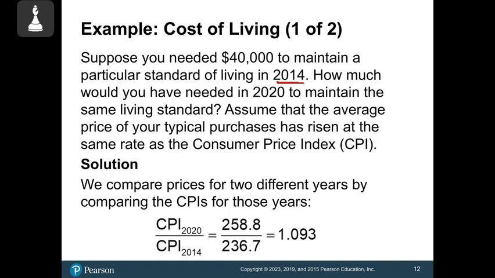So on the previous slide, if we looked at 2020, the CPI would be 258.8, and for 2014 would be 236.7. So we're just going to divide those two numbers together and get 1.093. We're going to use that on the next slide to finish solving the rest of this problem.